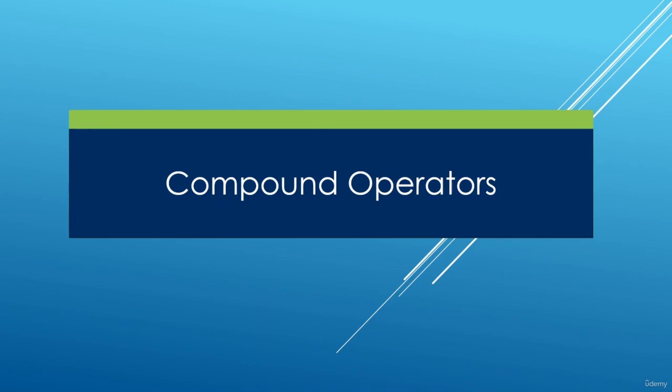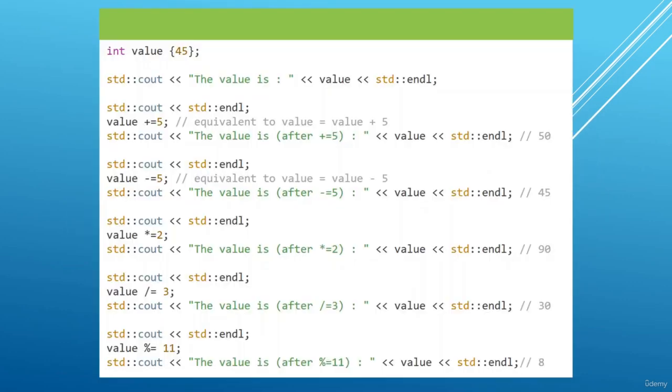In this lecture, we're going to learn about compound assignment operators. These are operators that allow you to do an arithmetic operation like addition, subtraction, multiplication, division, and modulus, and assign the result to a value in one go. Let's look at an example here.